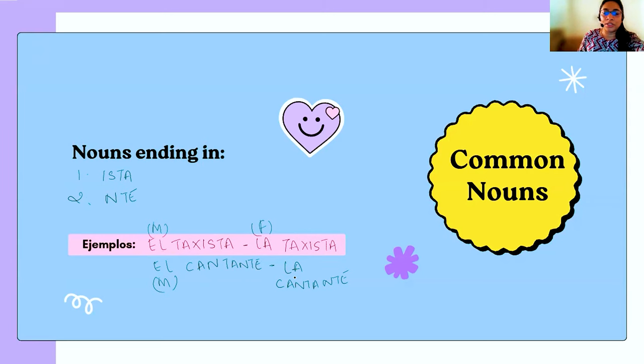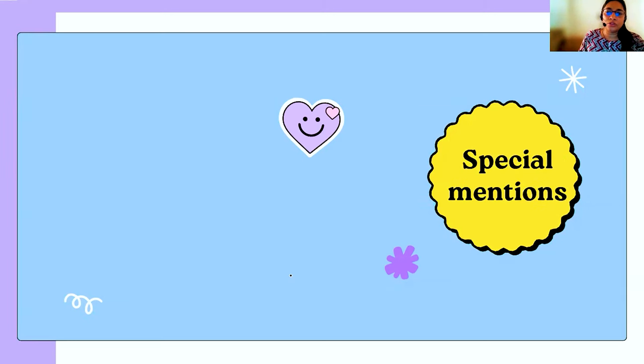Now that we have looked at the common nouns, we are going to talk about some special mentions. We have looked at some basic rules till now, but we do not have a set pattern where we say that if a noun ends in a vowel, A-E-I-O-U, it is this gender. If a noun ends in a certain consonant, it is this gender. No. We again do not have any set pattern for it. Let's look at one example. I'm not going to write down the article first.